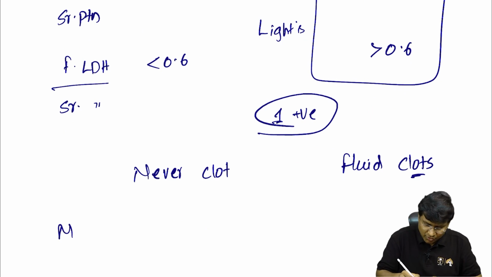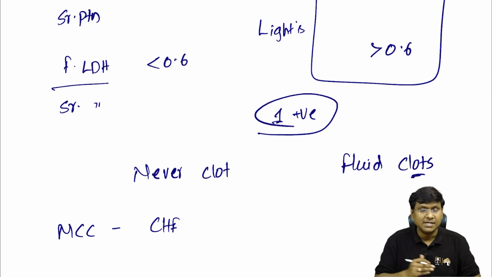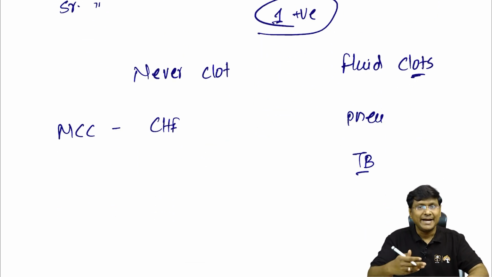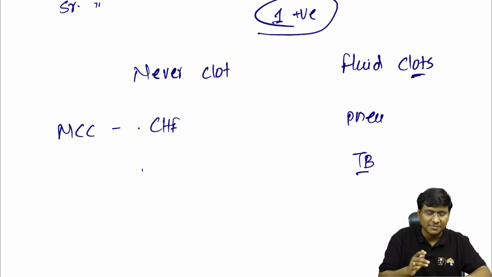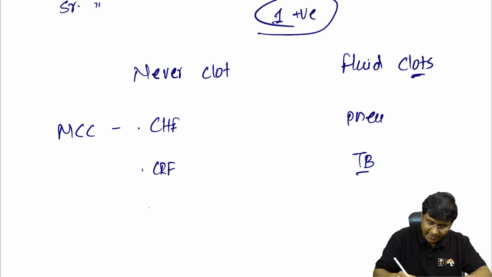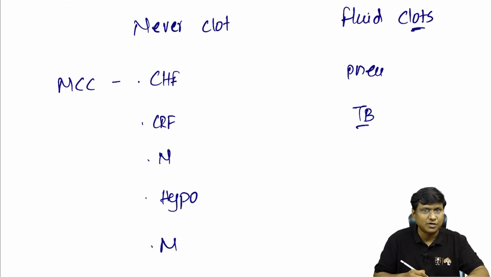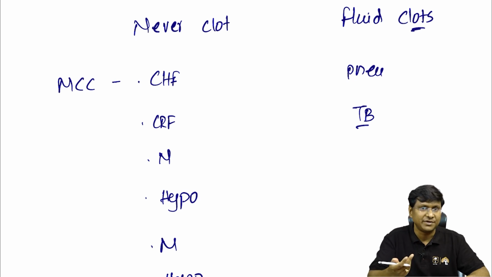Then what is the most common cause for the transudative type of pleural effusion? It is congestive heart failure. The most common cause for exudative type of pleural effusion will be pneumonia, right? And the next important cause will be tuberculosis. And what are the other causes for transudative? Apart from congestive heart failure, it includes chronic renal failure, nephrotic syndrome, hypoalbuminemia, malabsorption syndrome, and hypothyroidism. So these are all the causes for transudative type of pleural effusion.